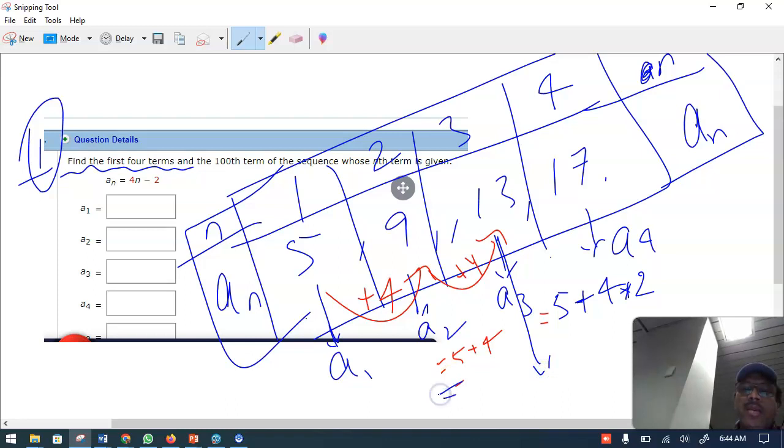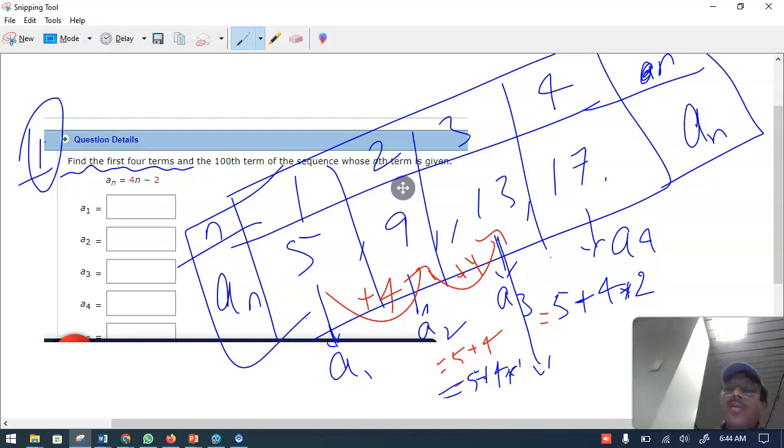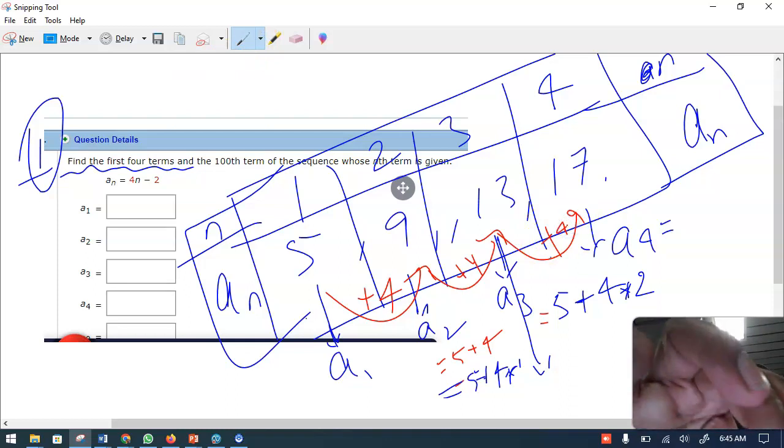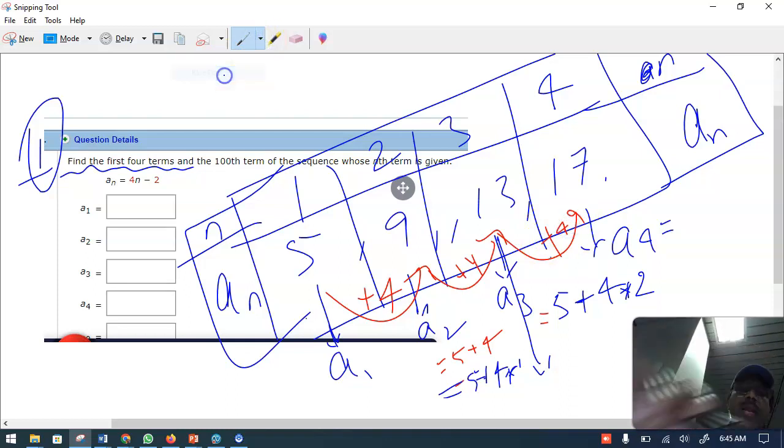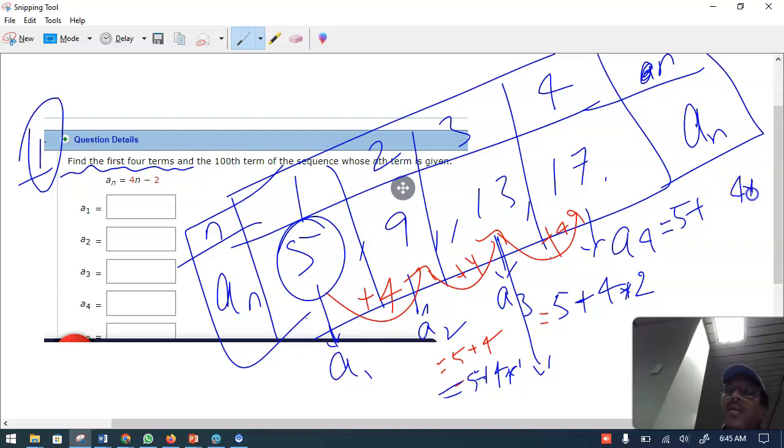So this A1 is 5, and you added 4 once. Likewise, A4 is you're adding one more time, another 4. So this goes plus 4. That means you're adding three 4s from the beginning. That means 5 was the first term, and then you're adding 4 three times.